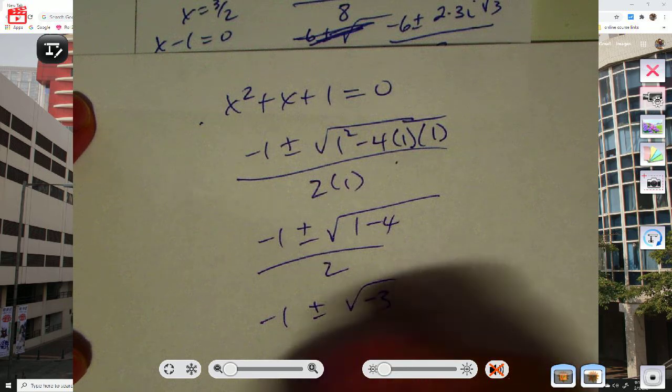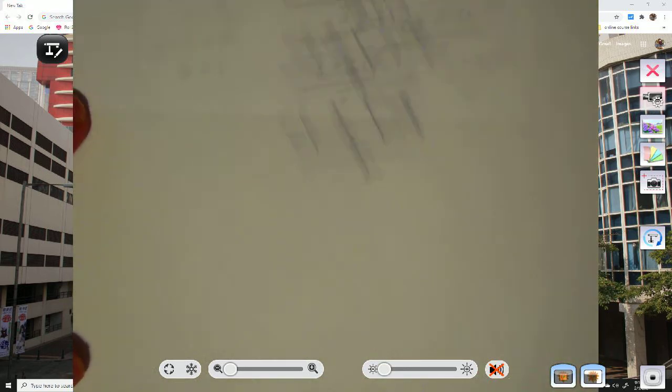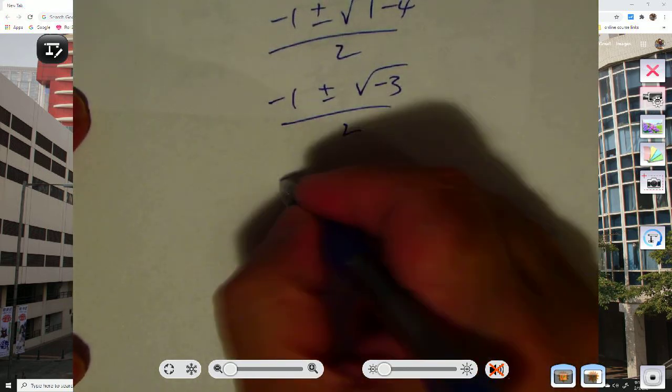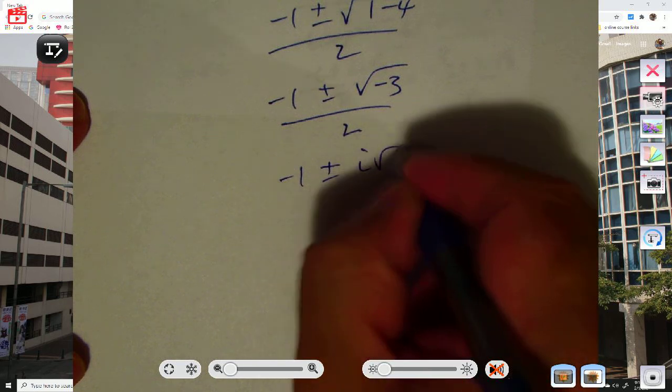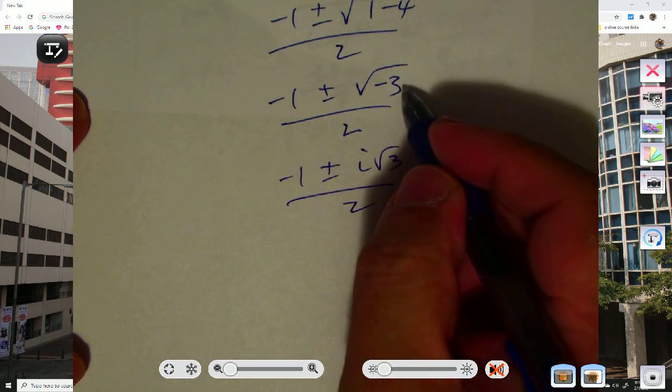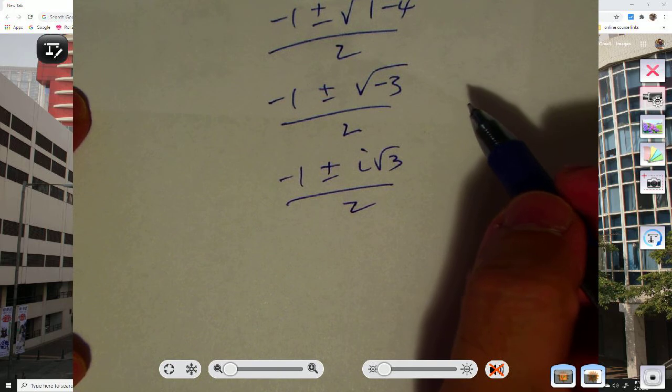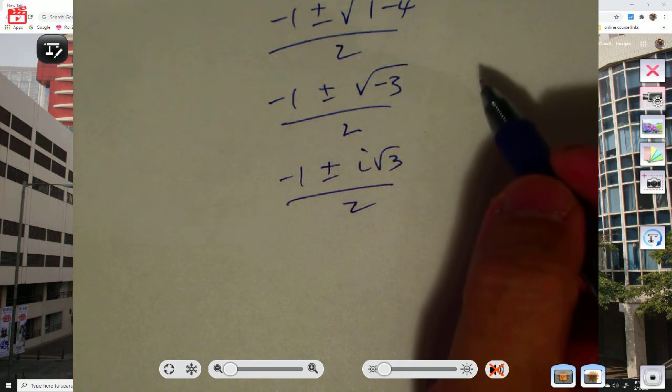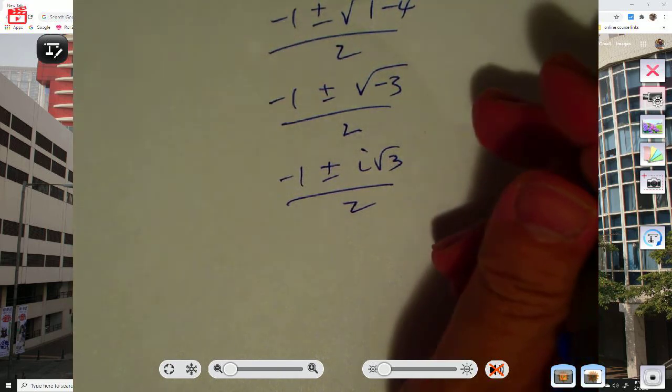That's negative 3 over 2. And I have a negative, so it just makes it negative 1 over 2 plus or minus i root 3 over 2. Make sure to not leave any negatives inside a radical. And let's go ahead and recap. And what are the answers to example D?